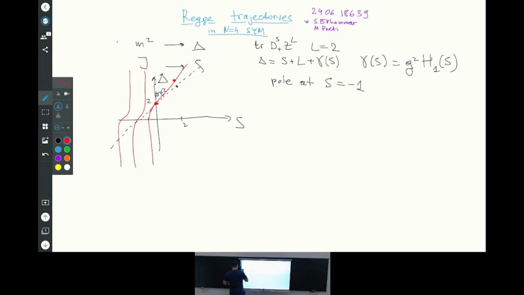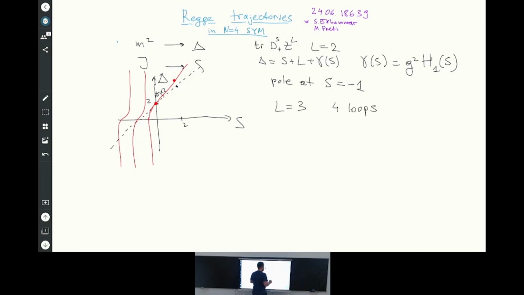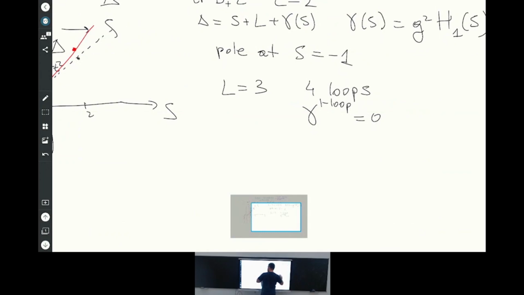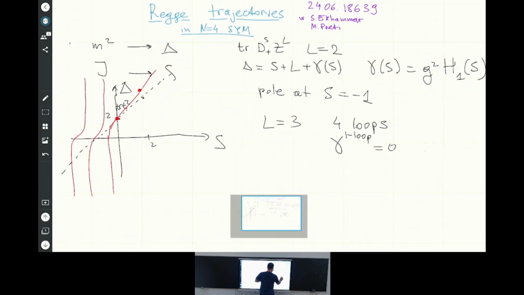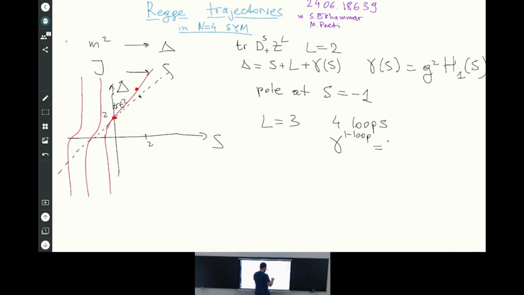So now, to consider something slightly more general, if you consider the L equals 3 case, then people also computed this anomalous dimension. By the way, it's known up to many loops for this trajectory. For L equals 3, it's known up to 4 loops explicitly. And the first loop is given by g squared H1 of S over 2. So basically, you see it also has a pole, but this time at -2.